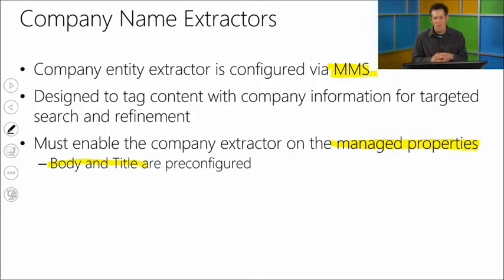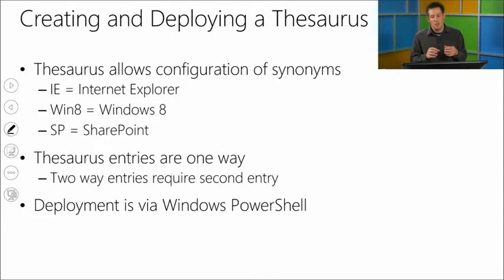All right. Now, one of the other ways that we can help our users out is through the use of a thesaurus and through the use of spelling correction. Now, what a thesaurus will do is it will allow us to go in and do our synonyms. So you'll notice IE could be Internet Explorer, Win8 could be Windows 8, SP could be SharePoint. Now, the real catch to a thesaurus here is the fact that it's just going to take whatever it is that the user searched for, say Win8, and also do a search for Windows 8.